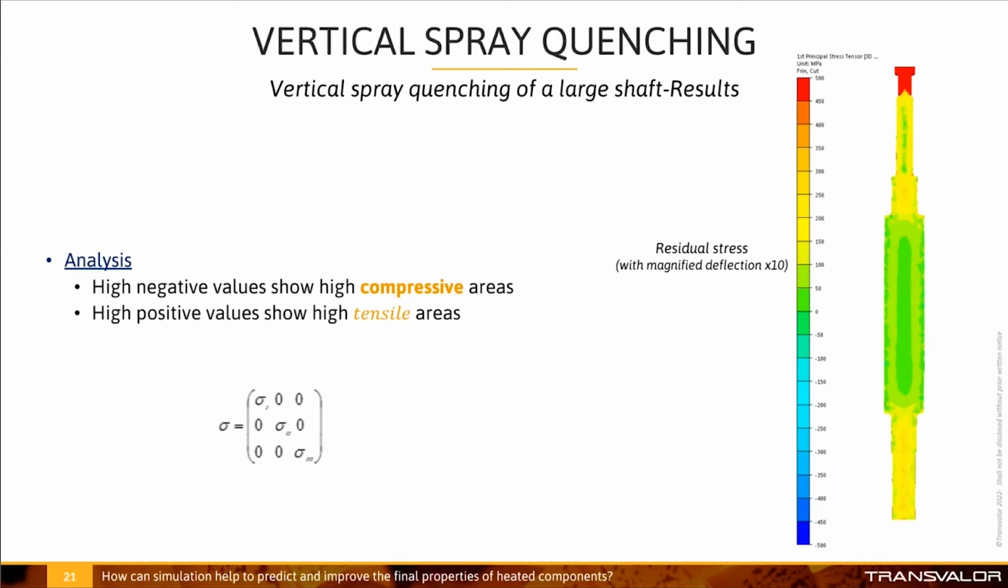Here we can as well determine the distortion. Here we see the residual stress. We magnified the deflection by tens to see the distortion. Thanks to this result, we can see the distortion of the part during the spray quenching. This is quite impressive. Then we can see how the part moves, the distortion of the part due to the spray quenching.